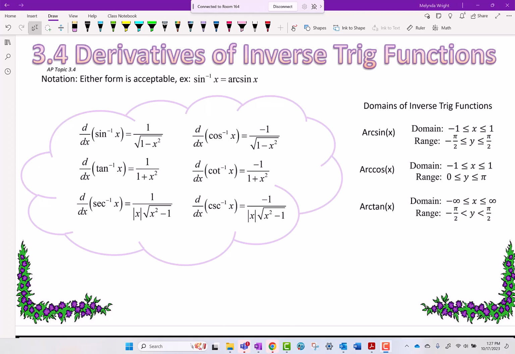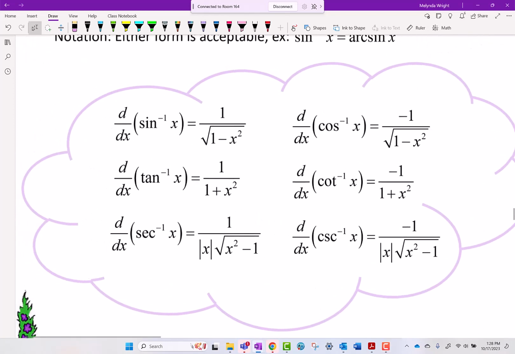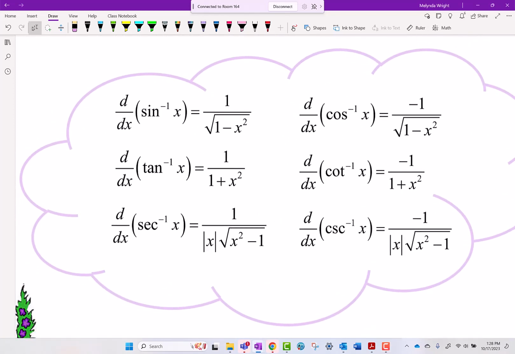All right, let's take a look at our lesson for today. It's derivatives of inverse trig functions. Last time we did inverse functions, which is an interesting topic for sure. We're going to focus this time on just inverse trig functions, arcsine, arctangent, and so forth. And yes, you get to memorize more formulas. Oh, so exciting. I know, you're like, yay! Dr. Wright, how exciting. Okay, so here we go.